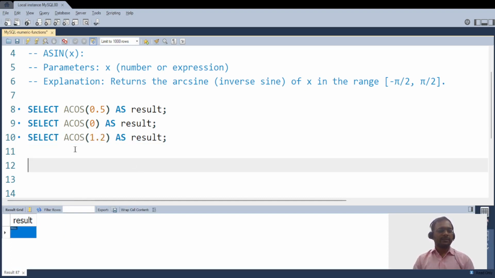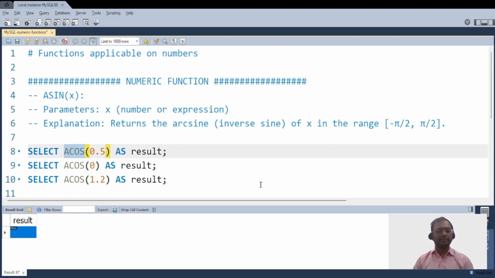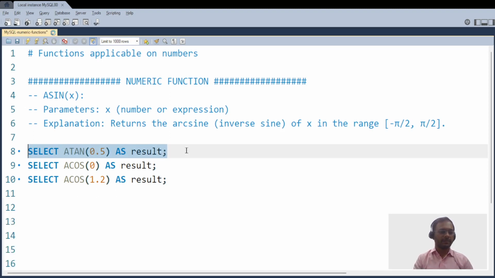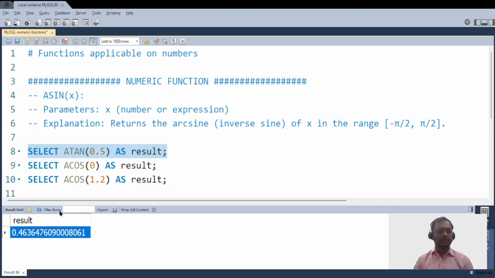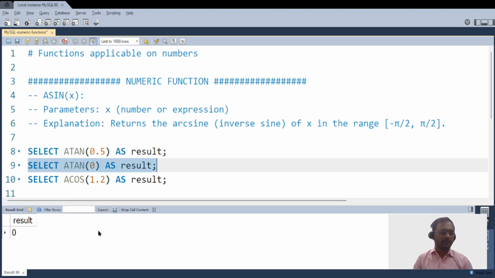Again, we can utilize a similar function for finding the tan inverse. Instead of ACOS, I'll write ATAN here, and tan inverse of 0.5 will be returned if I execute this query. The value is 0.4636. That is the angle in radians again. So again here, for 0, the tan inverse of 0 is again 0. If I execute, you'll see the answer as 0.